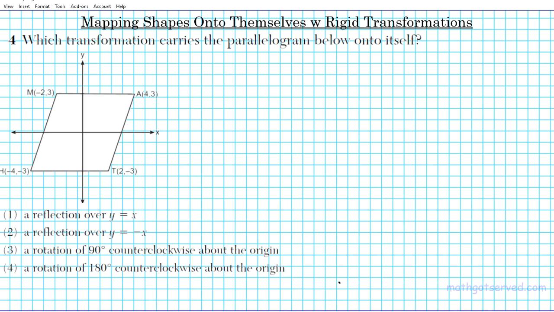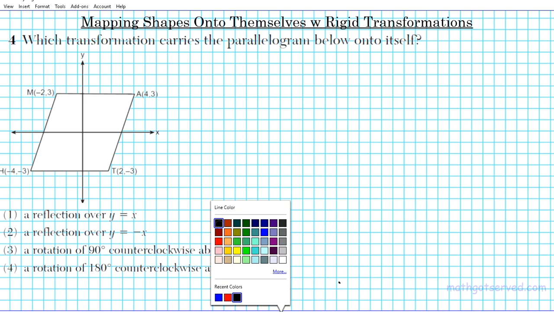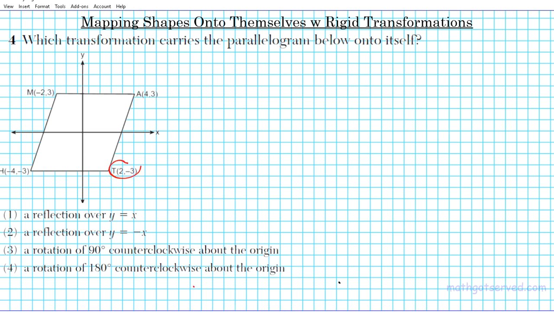Okay, so which transformation is going to carry this parallelogram onto itself? In order for a parallelogram to be carried onto itself, when you carry out the transformation, the coordinates that we have here are going to match perfectly with the coordinates of the image of this shape after the transformation occurs. That's how we can check numerically if a transformation maps a shape to itself. Alrighty, so let's write that down.